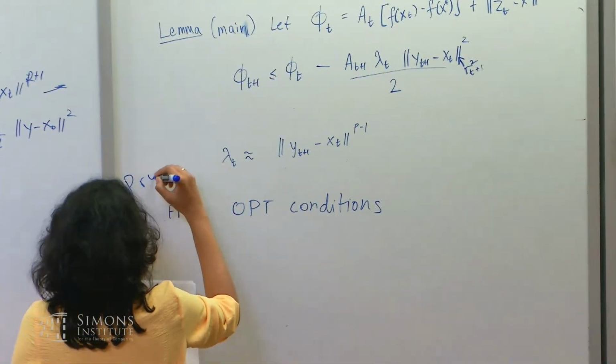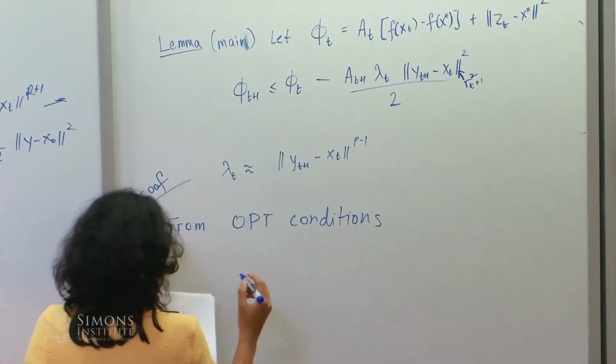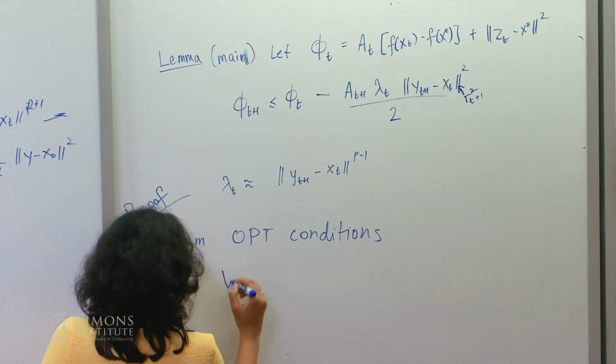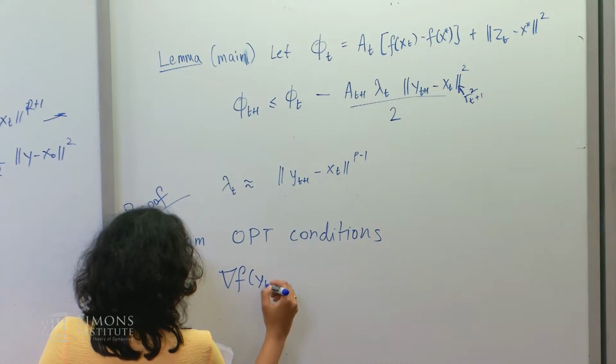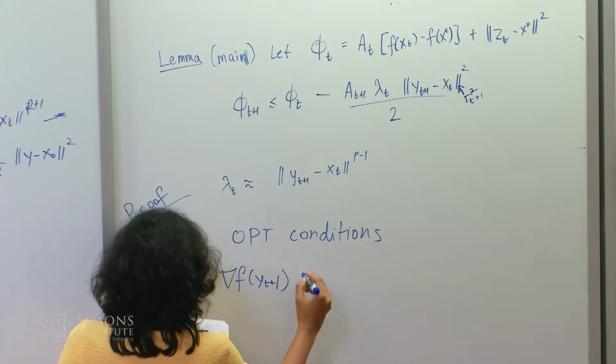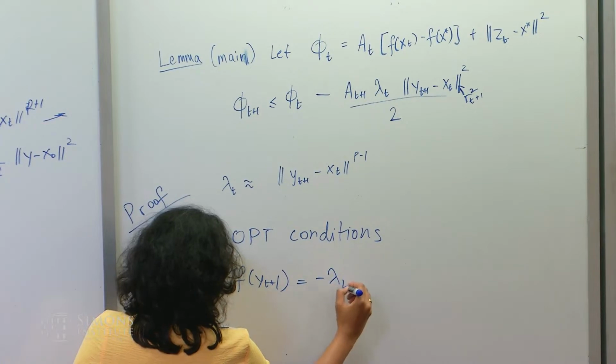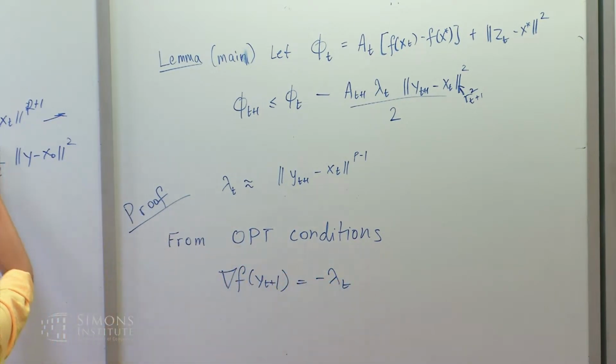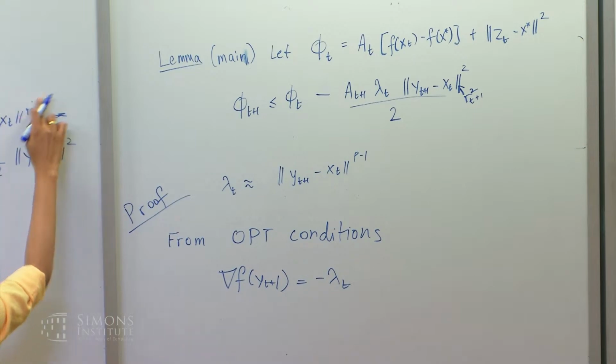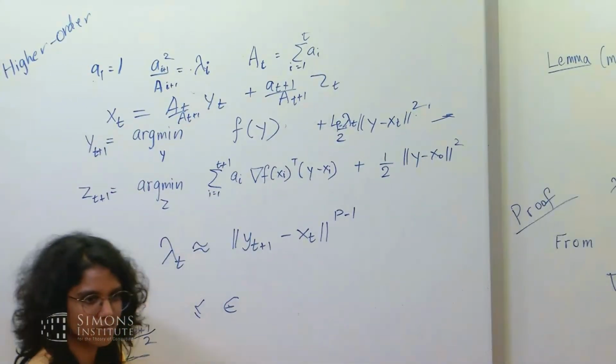Let's go here. So we can say that gradient f of y_{t+1}. Oh, sorry, I also forgot that I want lambda_t squared. Yeah, sorry.